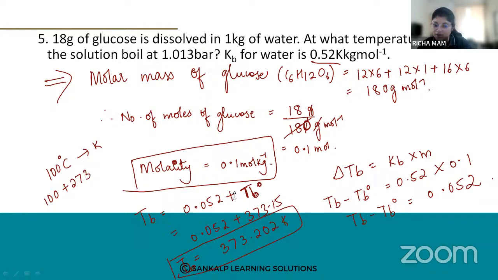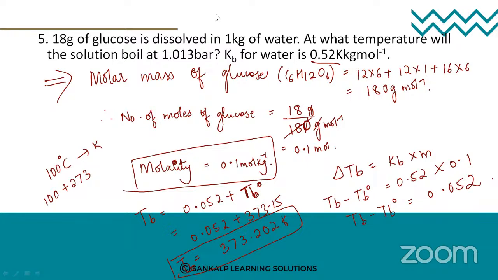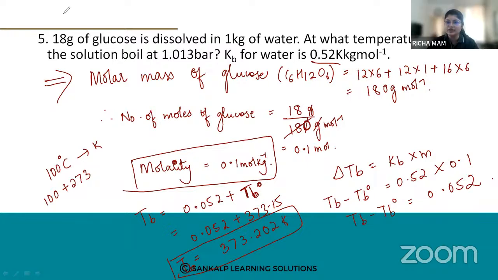So let me check one more time. 373.15 plus 0.052 will be 373.202 Kelvin. So this is the temperature of the solution at which it will boil. Is it clear? Yes. So like this, the question can be asked, and by using the formulas we have to find out the required quantity from the given things. Is it clear? Yes?